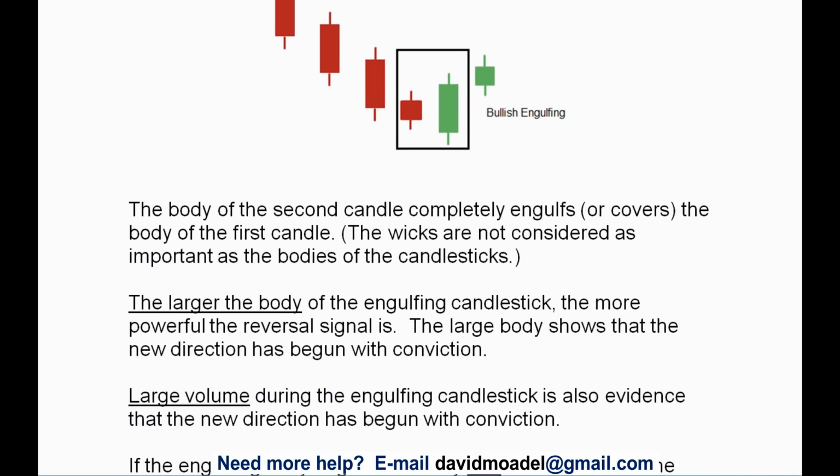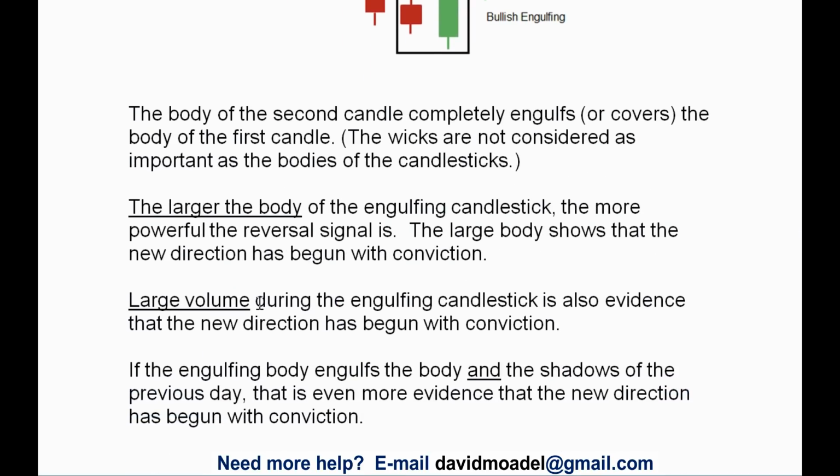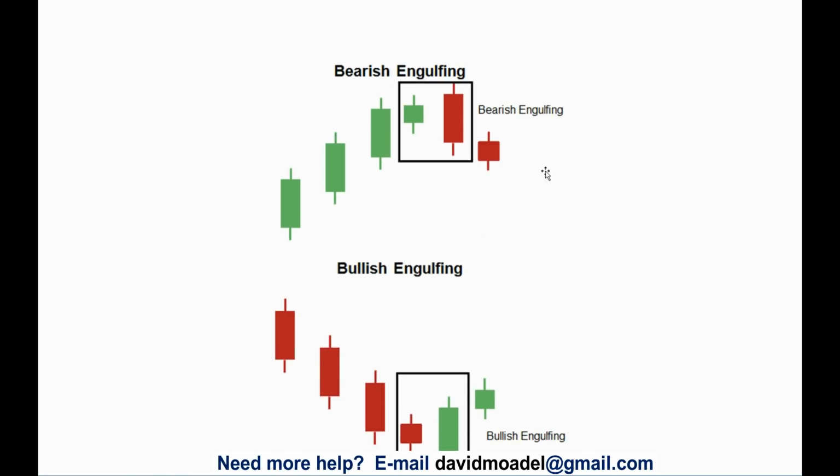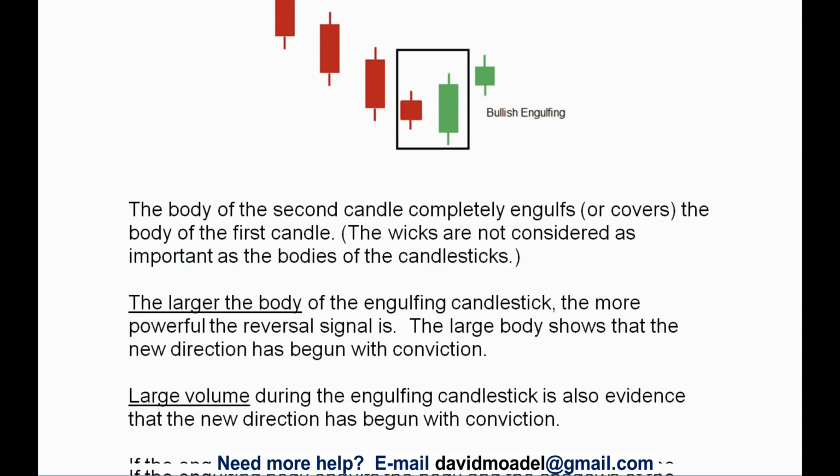All right, large volume also during the engulfing candlestick is also evidence that the new direction has begun with conviction. So if the green candlestick in the bullish engulfing pattern had a large green volume bar below it, that would indicate more conviction, perhaps a stronger uptrend. If this red candle had a large red volume bar below it, then that might be an even stronger indication that the trend might be reversing.